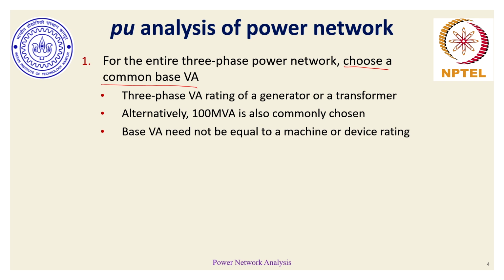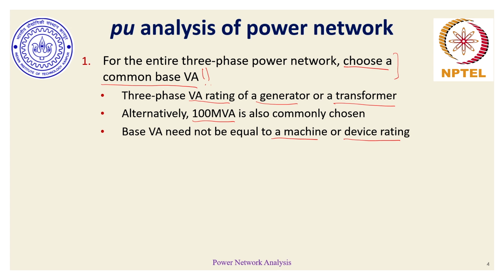And this common base power can typically refer to the three-phase power rating of a given generator or a transformer. If not, then conventionally 100 MVA can be a good choice for base power for transmission systems. And it is important to note that whatever choice of base MVA or volt ampere we make, it need not precisely match the volt amperes of individual machines or devices. Certain machines or devices could have different volt ampere ratings, and those ratings need not be the same as the common base MVA chosen for PU analysis.